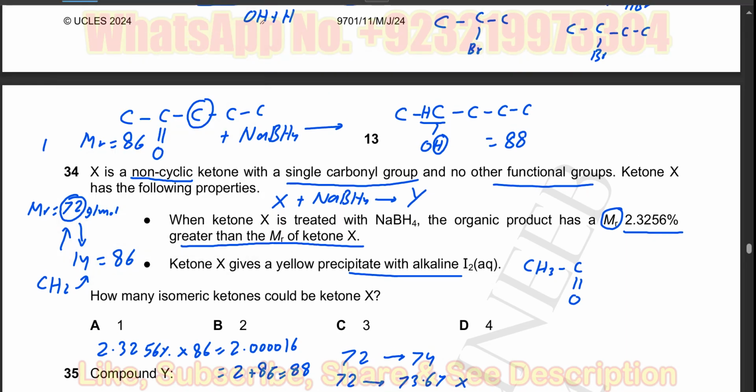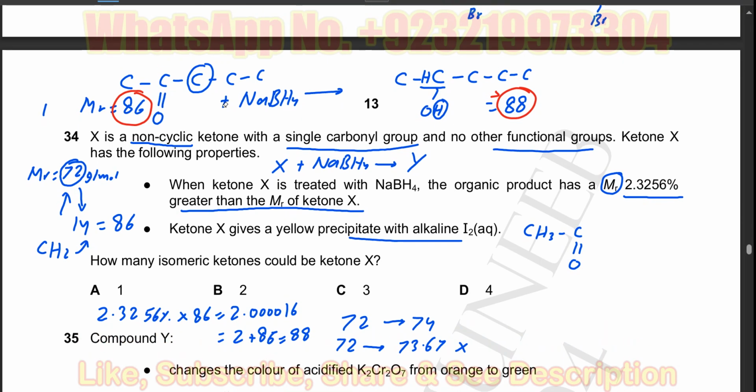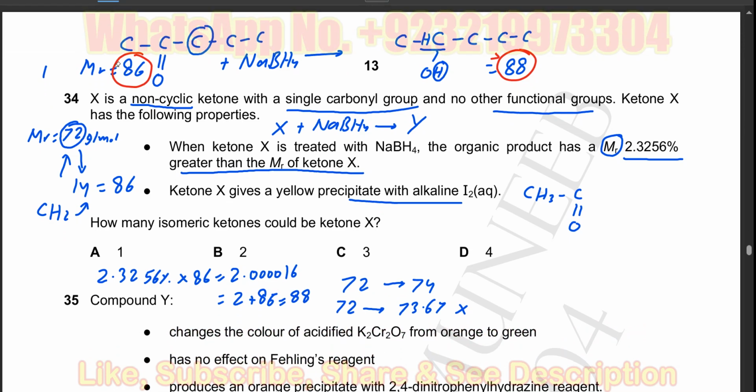So I'm using this structure of the ketone, 86 to 88. Which means that our original ketone has been considered as the right one. Now we have to find how many isomeric ketones could be ketone X. So this ketone must be shown in terms of the number of isomers it has.